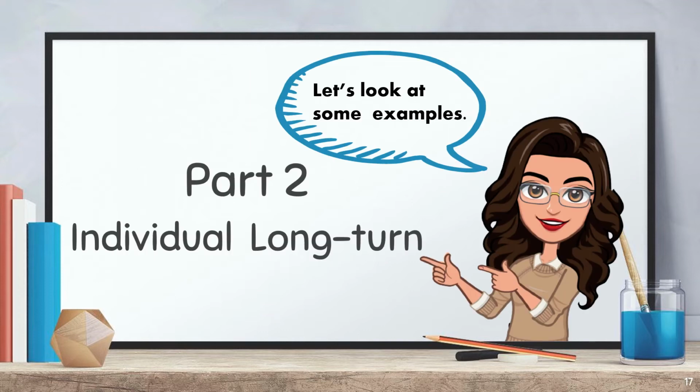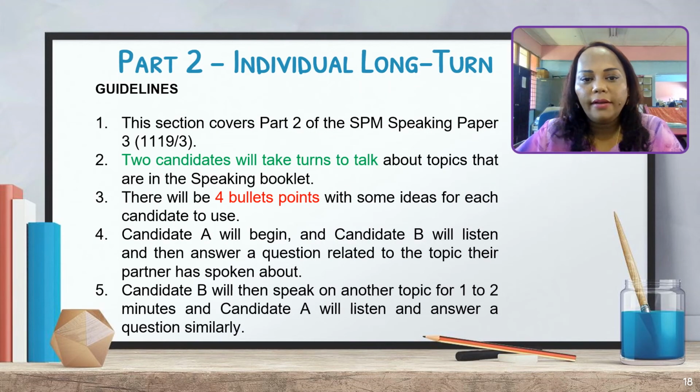Now let's look at some examples for part 2, which is the individual long turn. The individual long turn is part 2 of the SPM speaking paper. Two candidates will take turns to talk about topics that are in the speaking booklet. You'll be given a booklet where you can look at the questions. There will be about 4 bullet points with some ideas for each candidate to use.